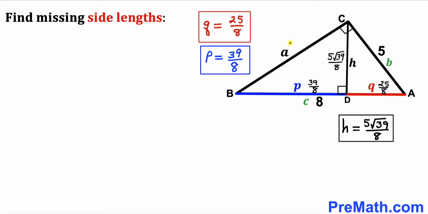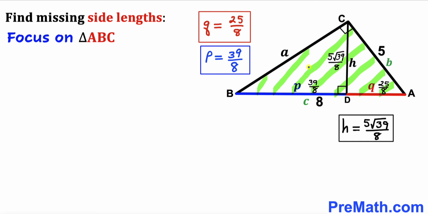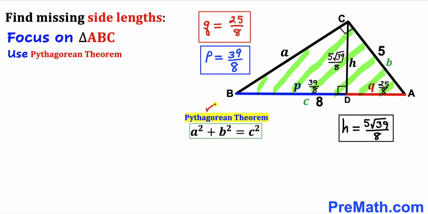And now our task is to find the value of this lowercase a. So therefore let's focus on this big right triangle ABC. And now we are going to apply the Pythagorean theorem on this triangle. And here's our Pythagorean theorem once again: a square plus b square equal to c square. And in our case, this side length is a, this side length is 5, and this hypotenuse is 8 units. So let's go ahead and fill in the blanks in this Pythagorean formula. A square plus b, in our case 5, whole square equal to 8 square.